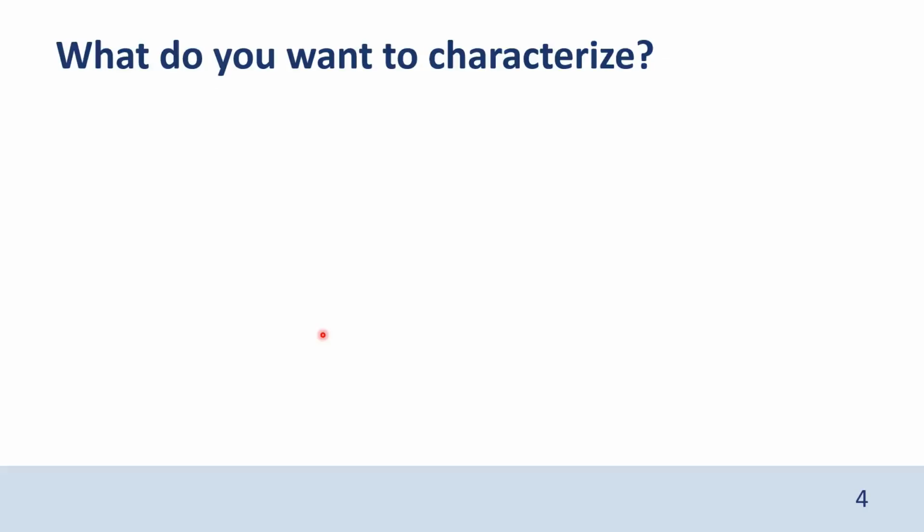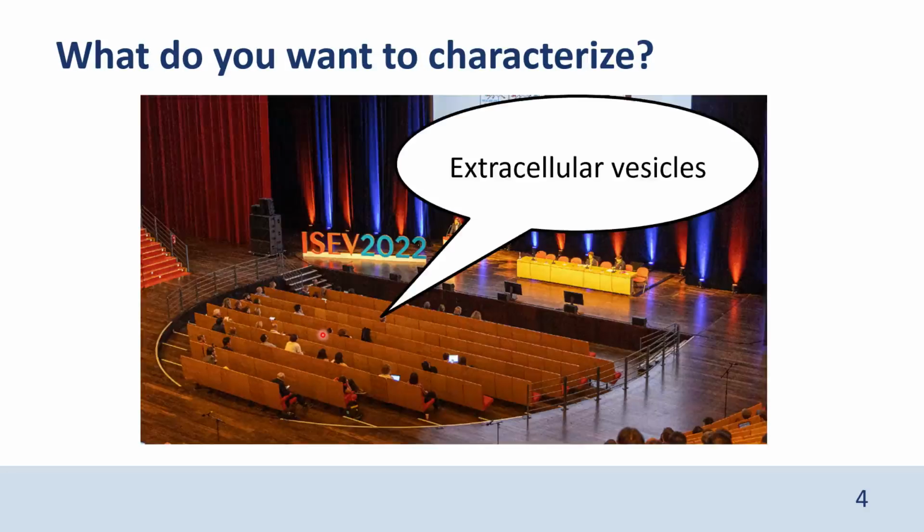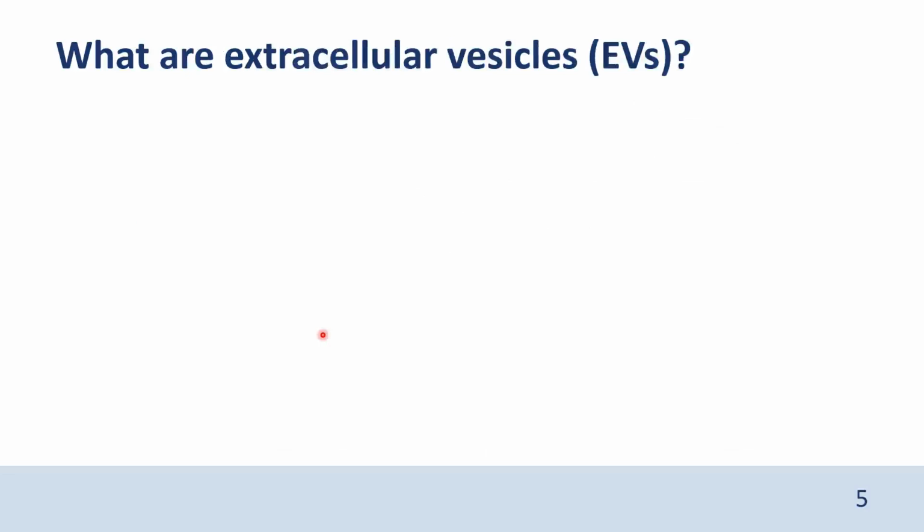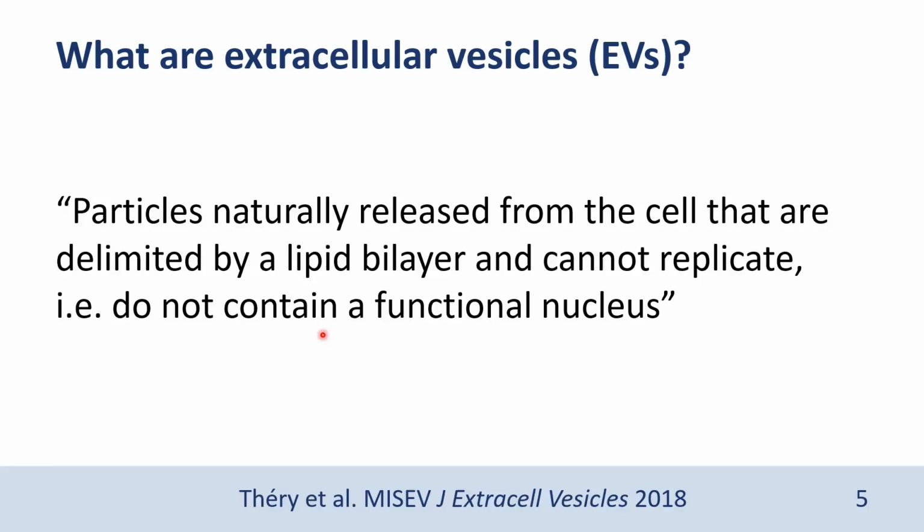So what do you all want to characterize? I think that's not a very hard question. I expected you all would yell something like extracellular vesicles, of course. But then you have to take one step down and check what extracellular vesicles actually are. And luckily, like Rienk Nieuwland already said this morning, we have a definition now. Extracellular vesicles are particles naturally released from the cell that are delimited by a lipid bilayer and cannot replicate, which means they do not contain a functional nucleus.